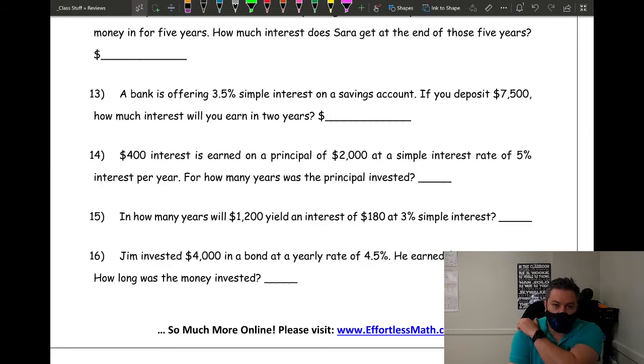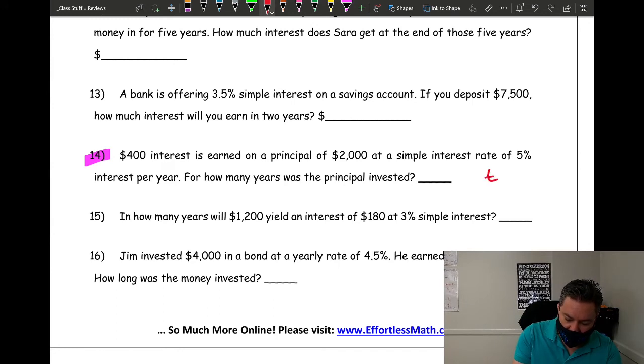Let's look at number 14. Number 14 is one of the ones that you're going to have to work backwards. $400 interest is earned on a principal of $2,000 at a simple rate of 5% interest per year. How many years was the principal invested? So in this case, now we are looking for the time. I know my interest is going to be 400. My principal is going to be 2,000.